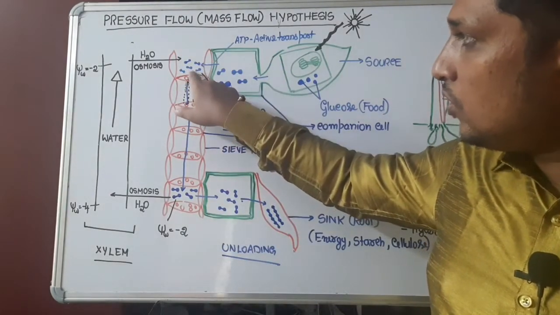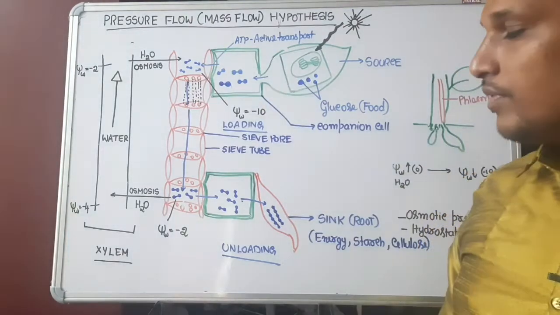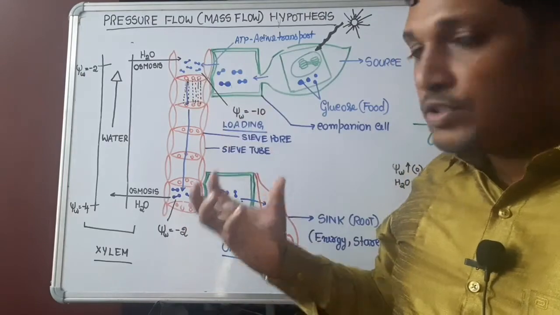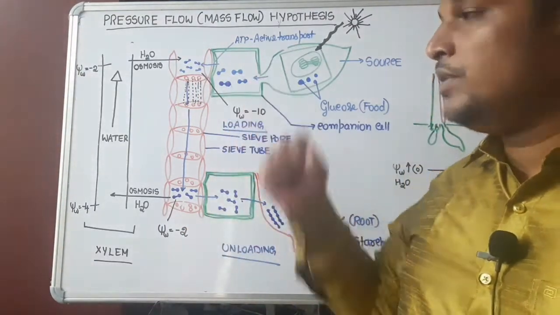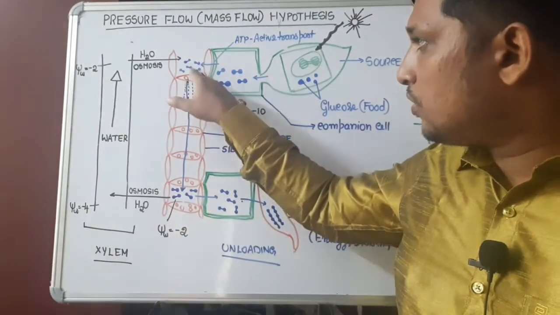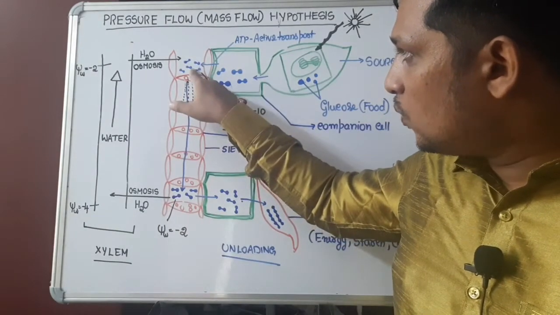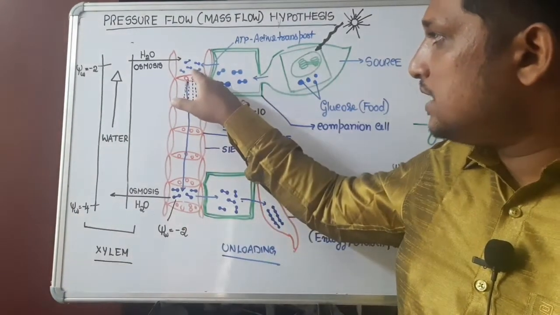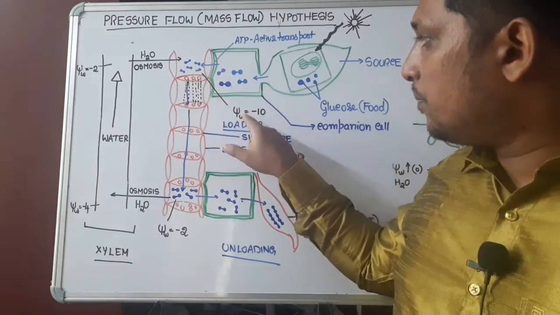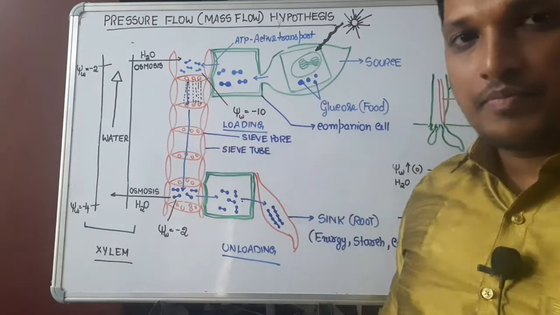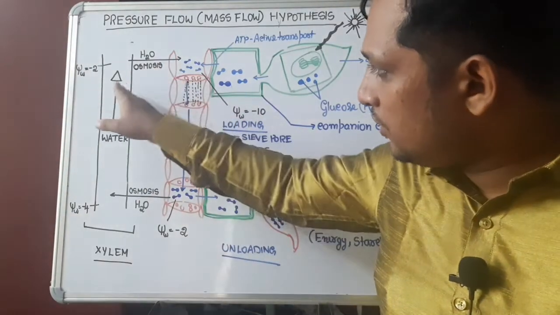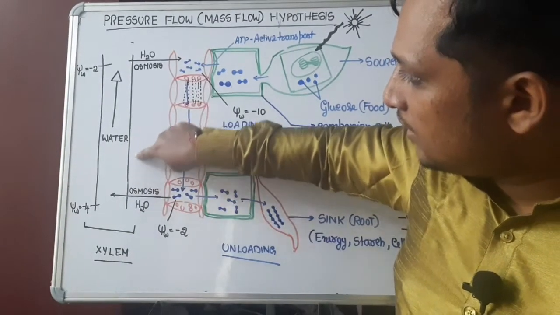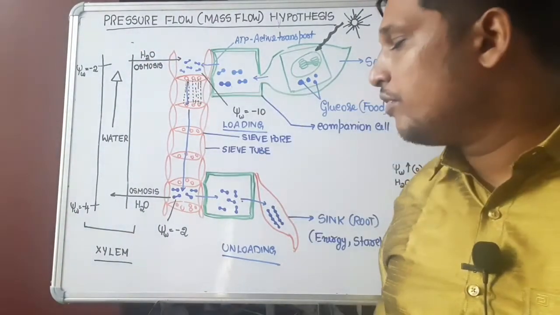When sucrose is in the sieve tube, what happens is, when the solute concentration increases, solute means sucrose, the water potential decreases. Say the water potential has decreased to -10. Near the phloem, there is a water conducting tissue called xylem. This is the direction of transport of water.